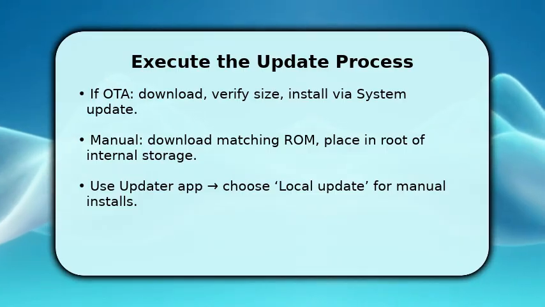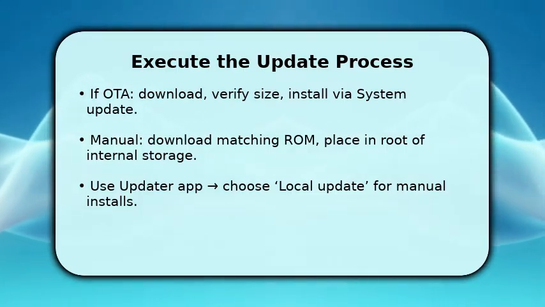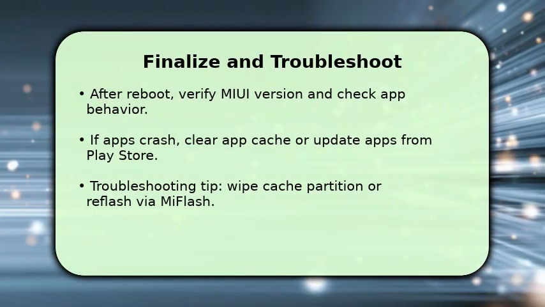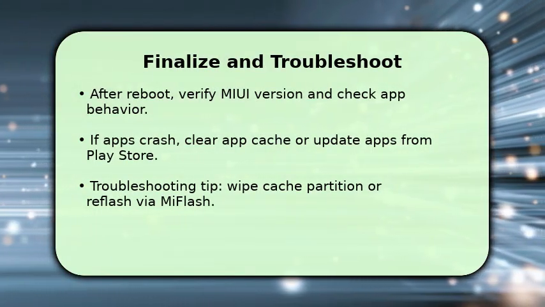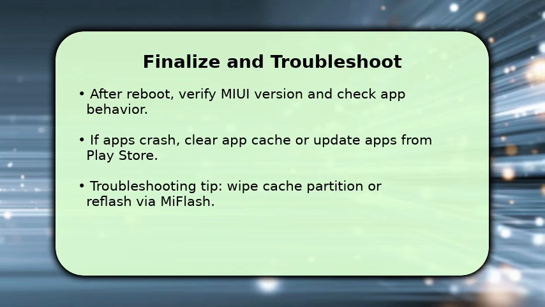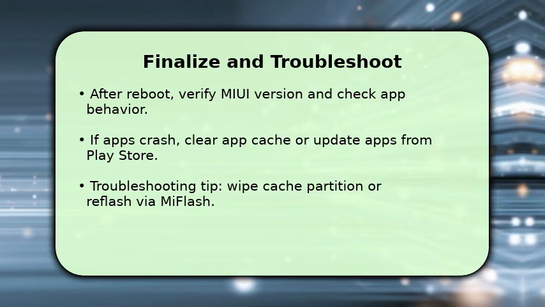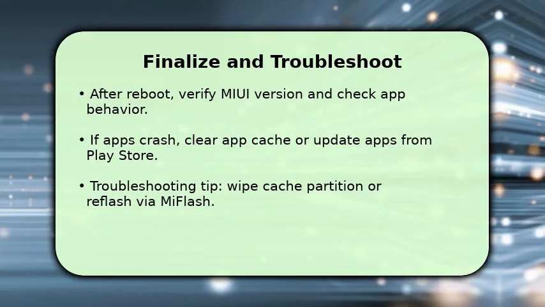Once the update finishes and the phone boots, check Settings > About Phone to confirm the MIUI build and test core functions like calls, camera, and network. Make sure all apps are updated from the Play Store. Clear app caches if something behaves oddly.